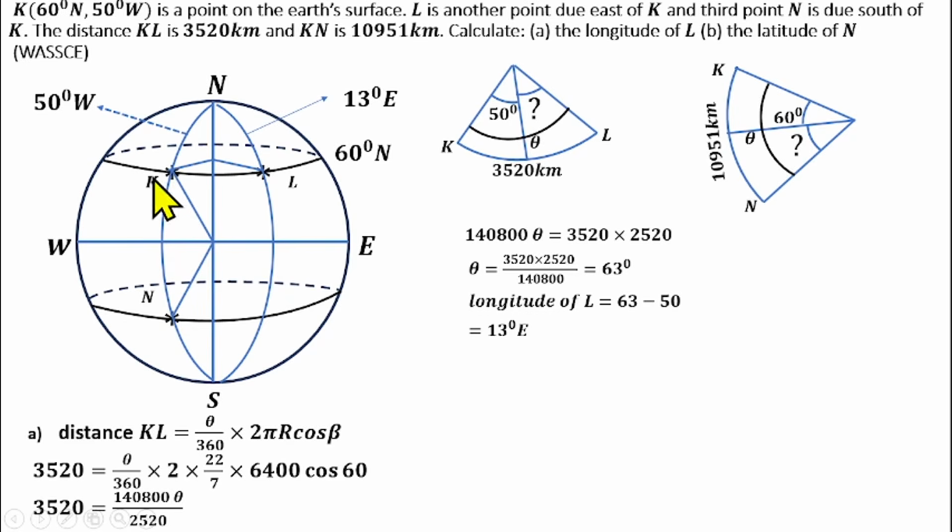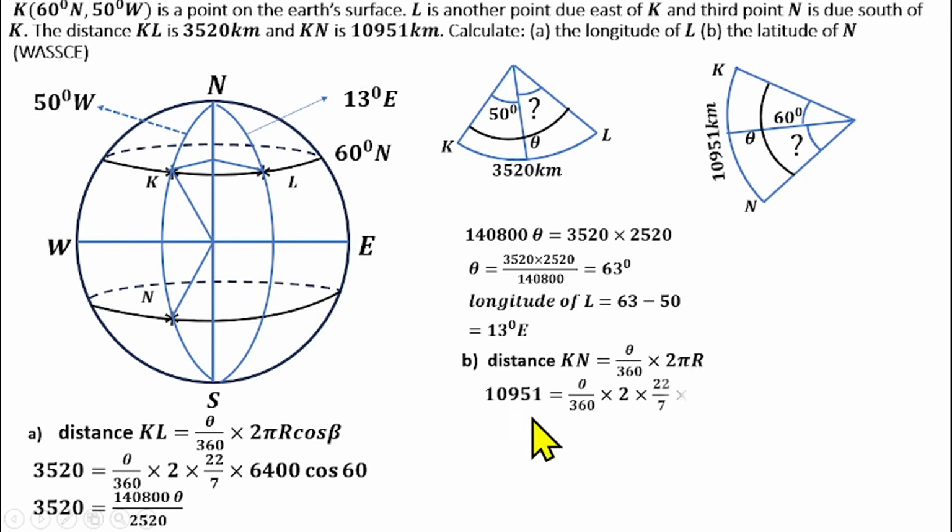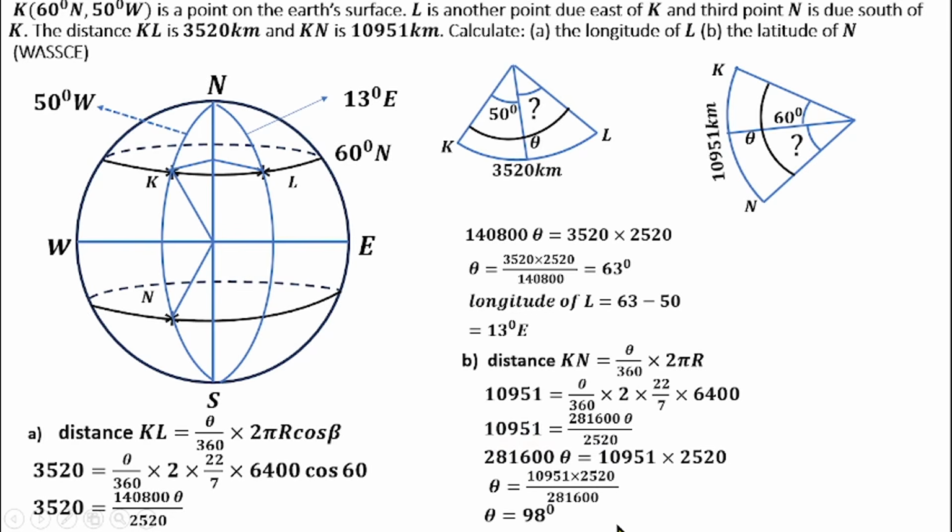So I'm going to calculate the distance between K and N along the great circle. That means we need theta over 360 times 2 pi r. So distance KN, 10,951 kilometers, equals theta over 360 times 2 times 22 over 7 times 6,400. If you simplify this further, multiplying the numerator and dividing by the denominator, you cross multiply. You have this times theta equals this times this. Divide both sides by 281,600, and you will have theta to be 98 degrees. So the theta here is 98 degrees.